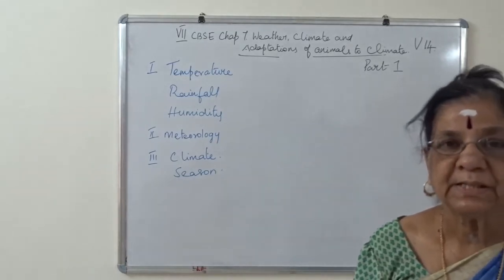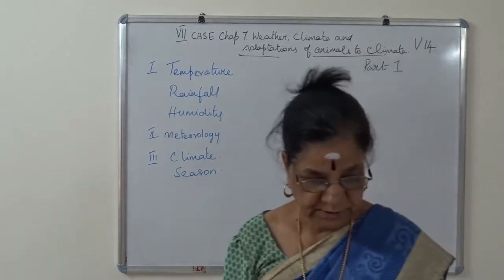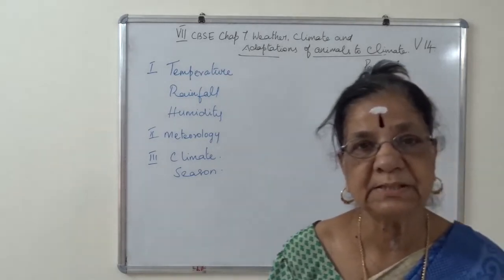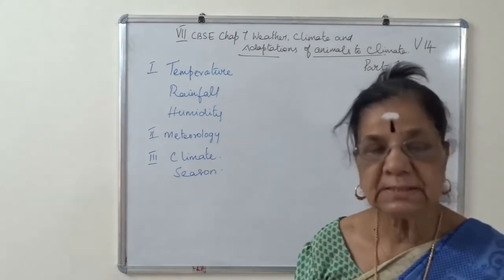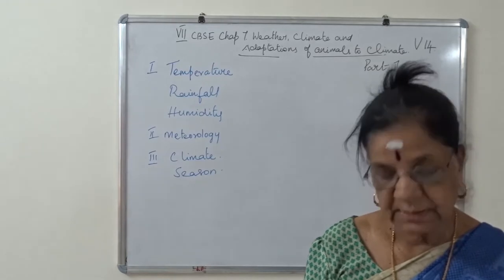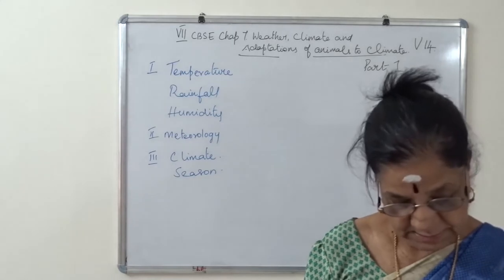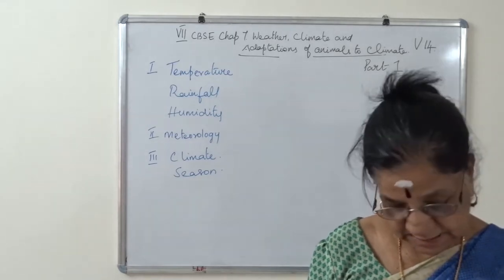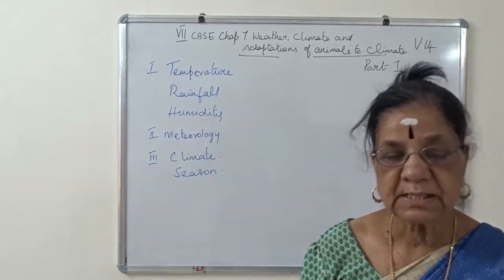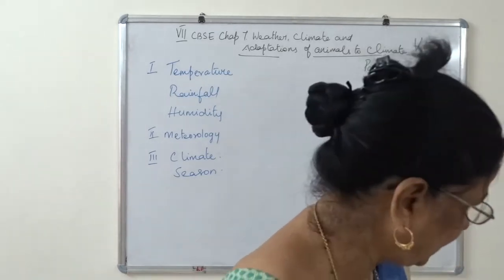That is climatic conditions. But the season is a period of time in a year marked by distinct weather pattern. I repeat, season is a period of time in a year marked by distinct weather pattern. And then it occurs as a result of change in earth position with respect to the sun. It occurs as a result of change in position with respect to sun.